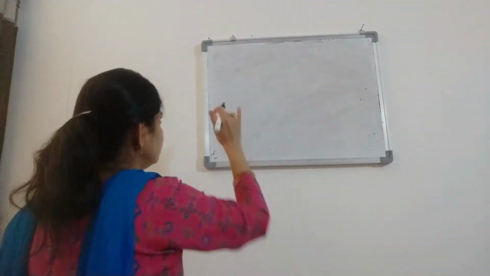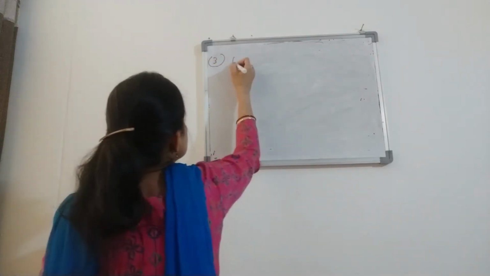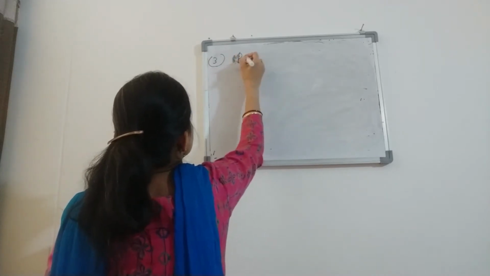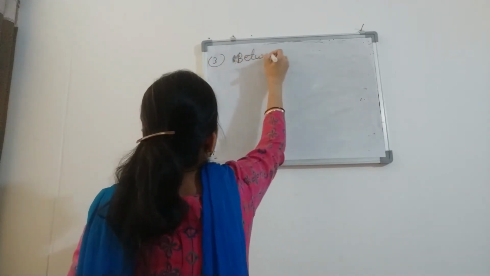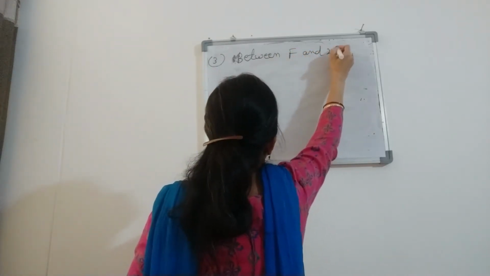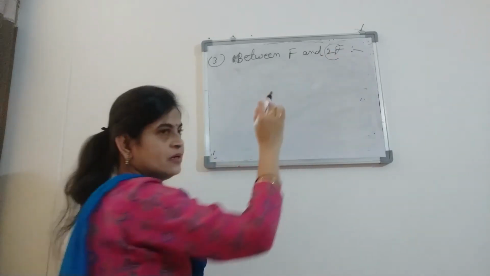Now come to the next position. When the object is placed between F and 2F. 2F means 2 times of the focal length.